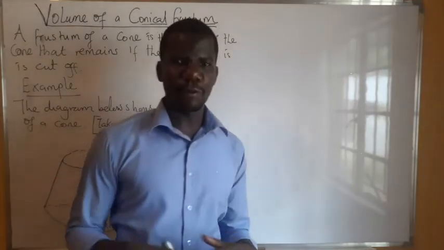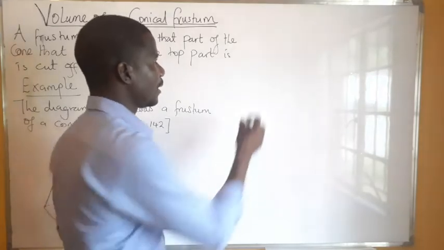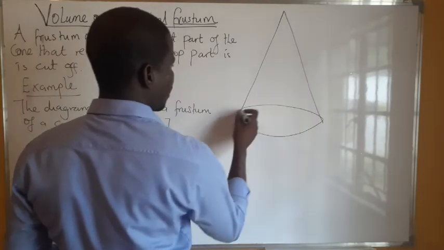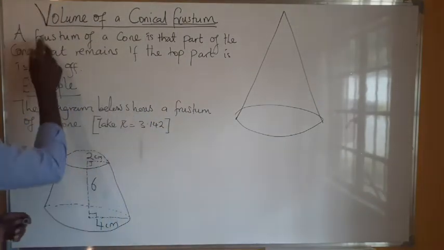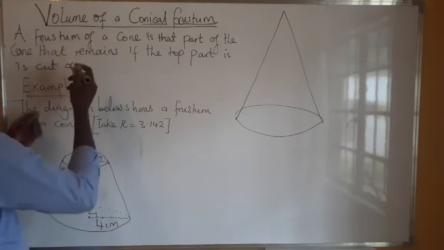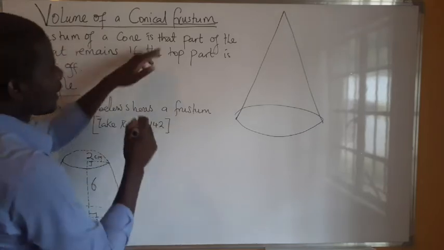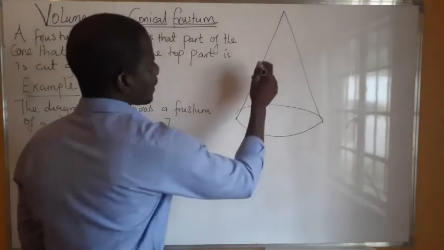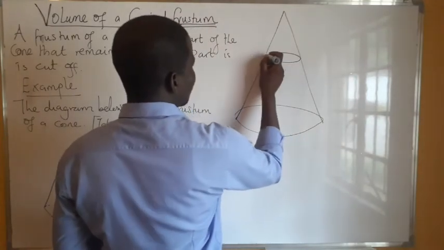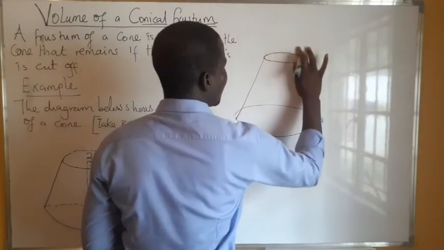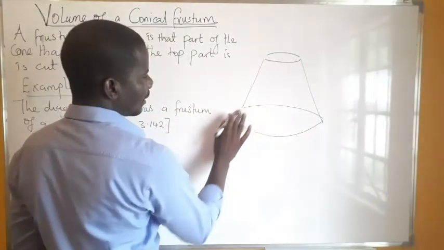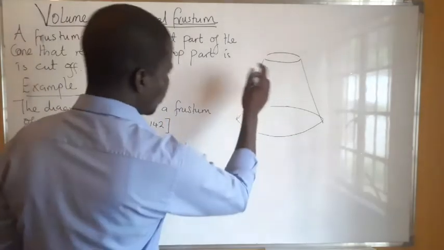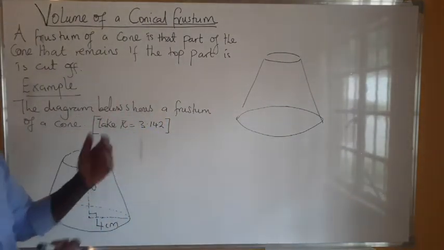A frustum that comes from a cone. We have a cone here, and a frustum of a cone is that part of the cone that remains if the top part has been cut off. If we remove this part, the shape we are remaining with is what we are calling a frustum. Now this is that of a cone.